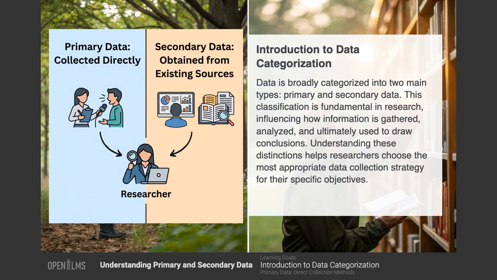Introduction to data categorization. Data is broadly categorized into two main types: primary and secondary data. This classification is fundamental in research, influencing how information is gathered, analyzed, and ultimately used to draw conclusions. Understanding these distinctions helps researchers choose the most appropriate data collection strategy for their specific objectives.